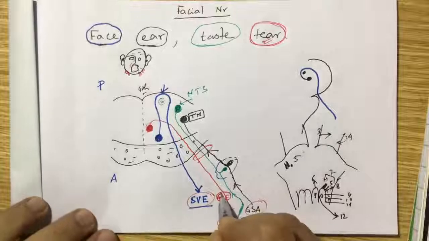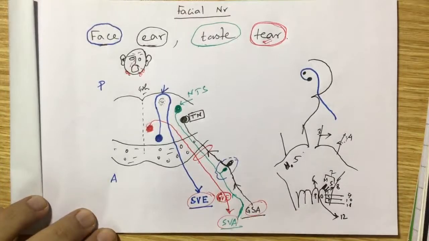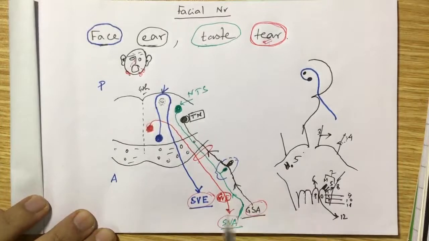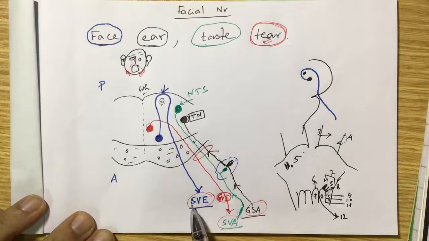Sorry students, I have wrongly mentioned it as special. It is basically a general visceral efferent fiber. So there are two efferents, one special visceral efferent and another general visceral efferent, and two afferents, special visceral afferent and general somatic afferent fibers in this nerve.